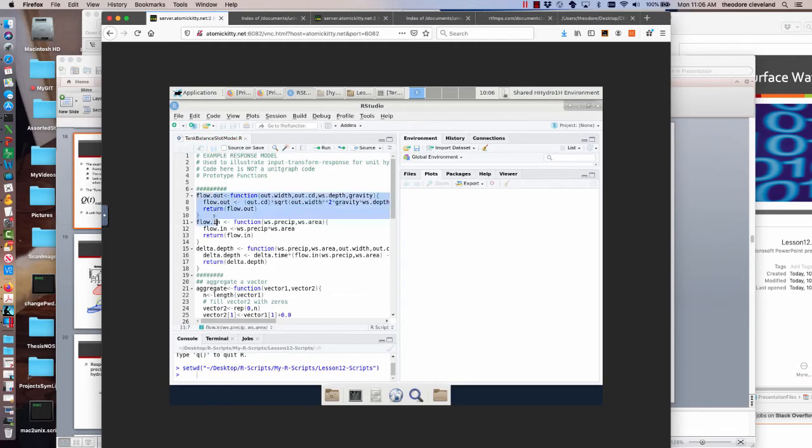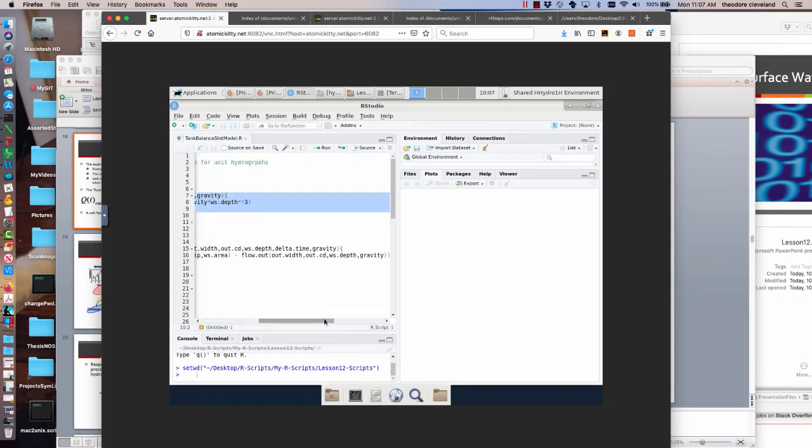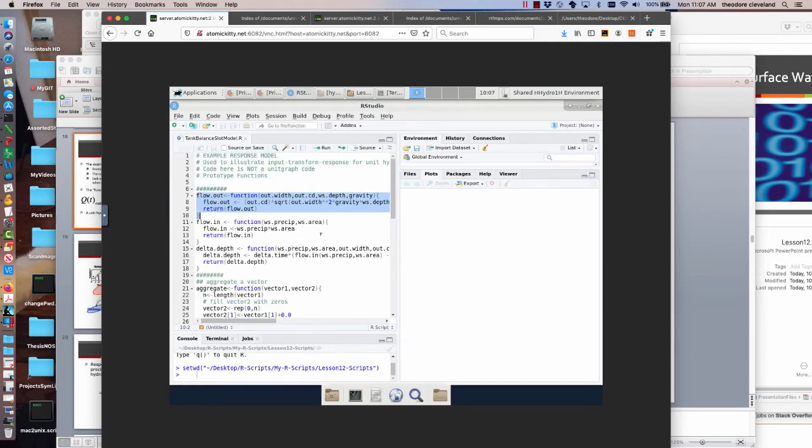So we have the outflow function, which is exactly that equation in the PowerPoint presentation. Outflow width is the slot width. There's a discharge coefficient, which is used for turning dials. I believe it's set to 1 in this example. There's the watershed depth, and there's gravity, and the outflow is equal to the square root of the width squared, gravity times watershed depth cubed, just like the formula.